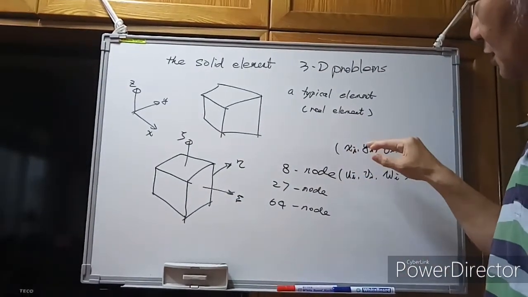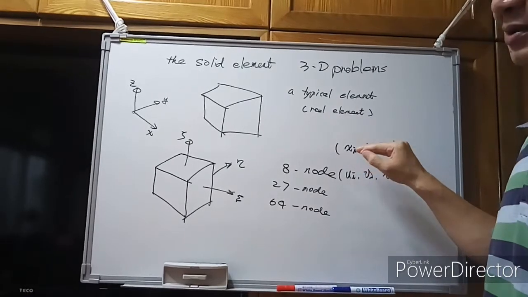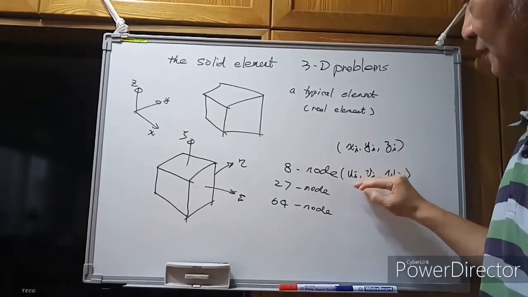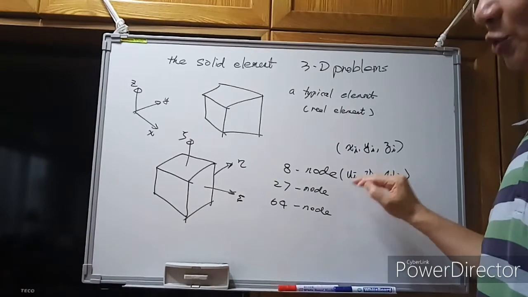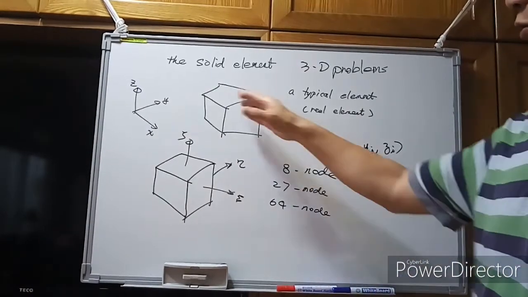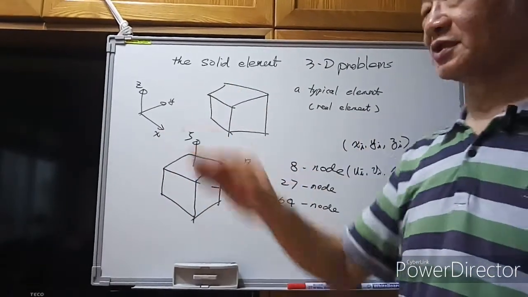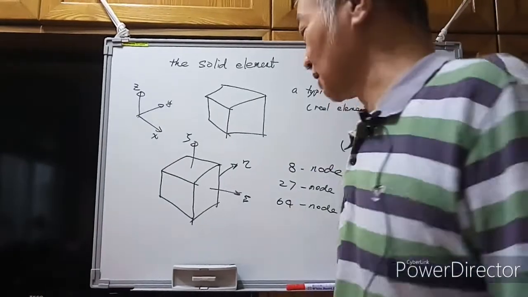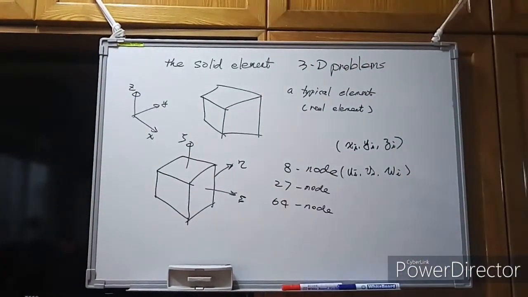So that's the input data, the nodal coordinates, and that's the assumed nodal displacements. And all this information will be sent to the master element. Okay, so you can take a picture.